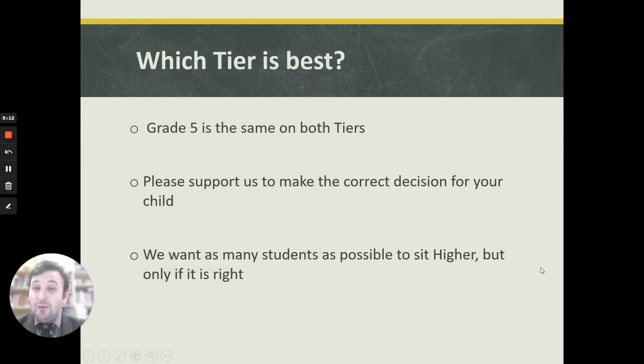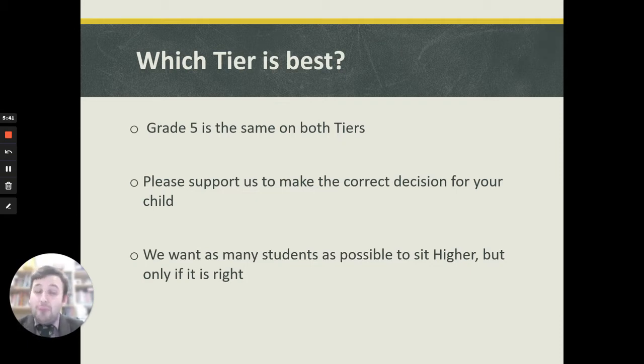So that leads into the question, which tier is best? Well, as I've mentioned, the grade 4 and 5 are the same on both tiers. So it shouldn't matter if a student is aiming for a grade 4 or a grade 5, it shouldn't matter which tier they do. However, as I will explain later, the easiest pathway to a grade 5 is through the foundation tier exam. What I would ask is please support us to make the correct decision for your child.